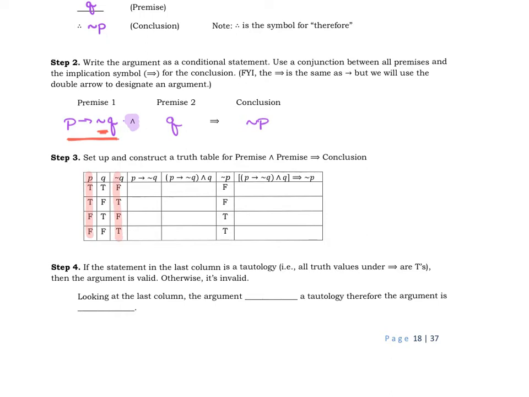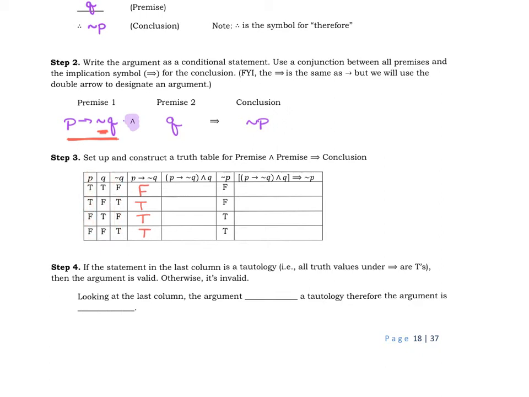Remember, the only time that an if-then statement is false is if the first part, the if, is true and the then part is false. And we have that one time here in the first row. So that would be false. All of the rest would be true. Now I'm going to delete the red parts here that I highlighted.